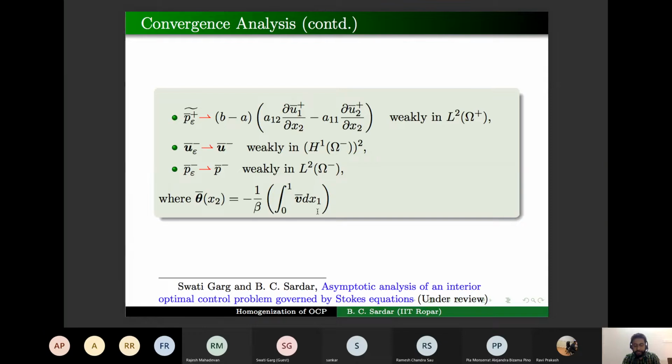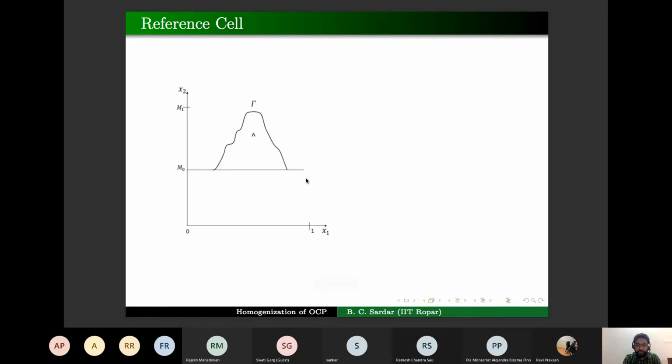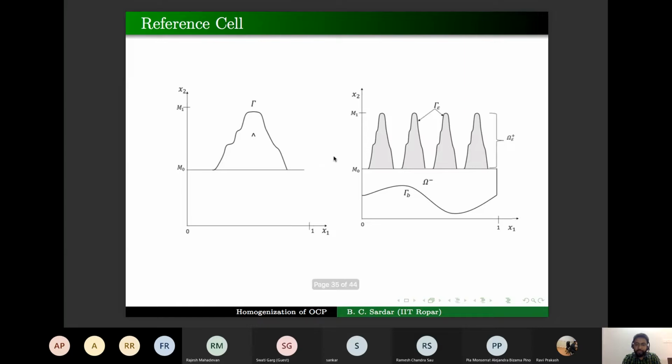Instead, now I'm going to introduce the control on the oscillating part of the boundary for the smooth oscillation. So this is the domain: here we have the smooth oscillating domain, then the top region. This is with our reference cell. Here we'll apply the control on the fixed reference cell, and then we extend it periodically, and we define the control on the oscillating part of the boundary, gamma epsilon.